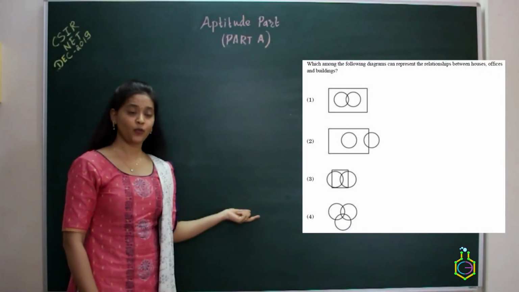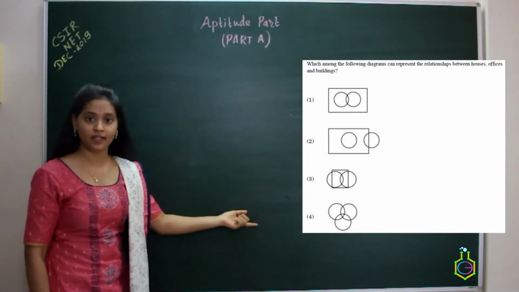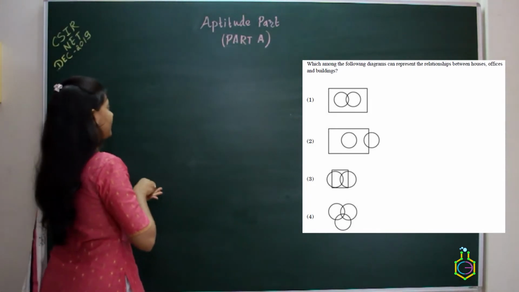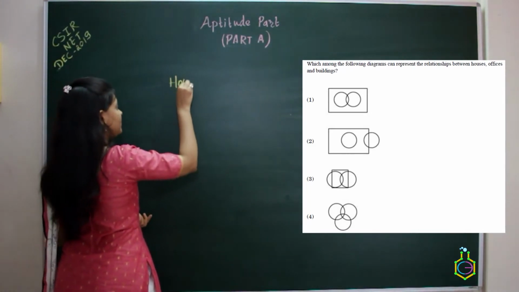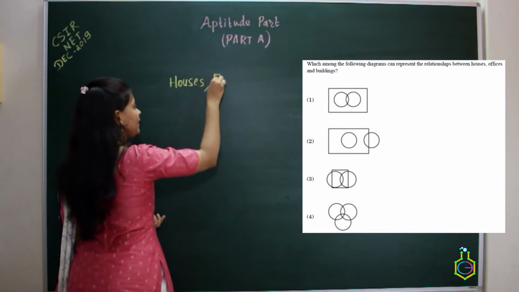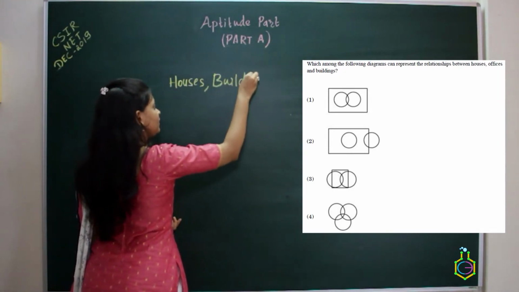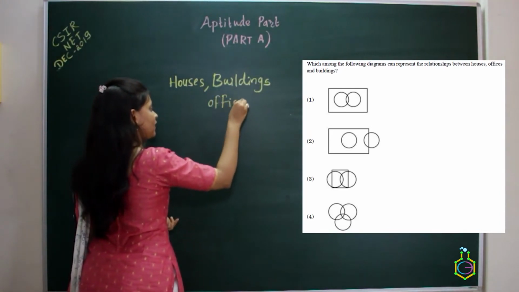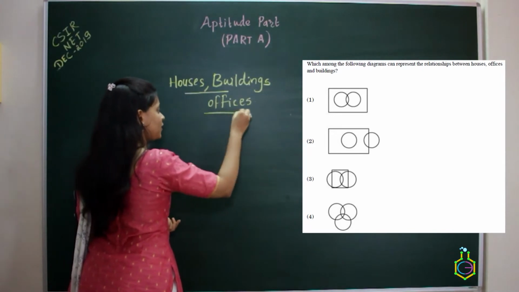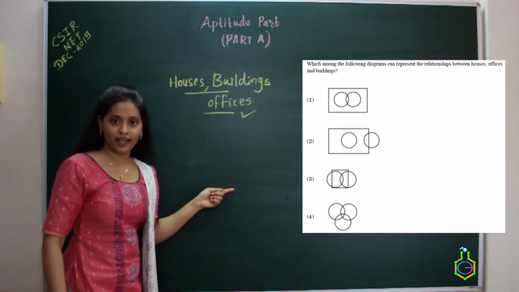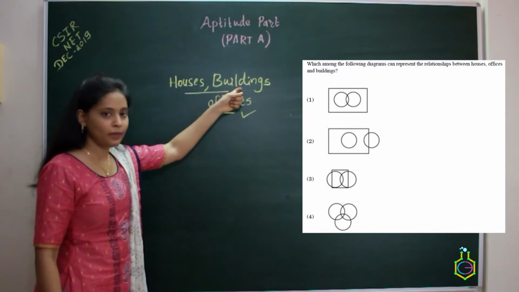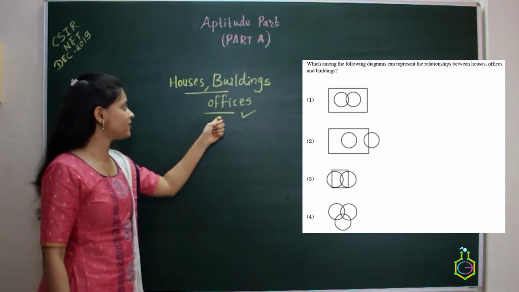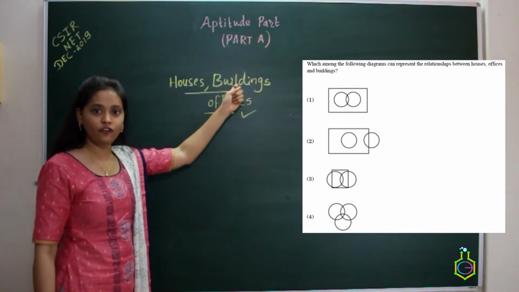The next question is, which among the following diagrams can represent the relationship between houses, offices and buildings? So here there are three categories: houses, buildings and offices. And we have to show the relationship between these three by using the Venn diagram. Offices can be buildings and houses are also buildings. Houses and offices fall in the category of building.